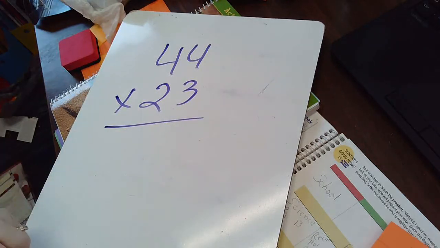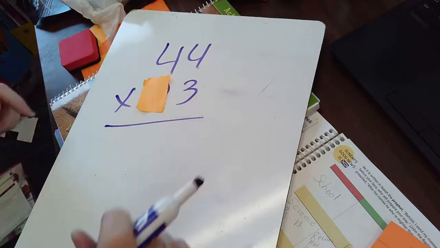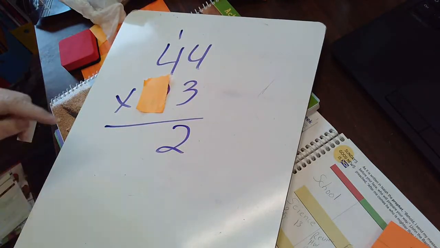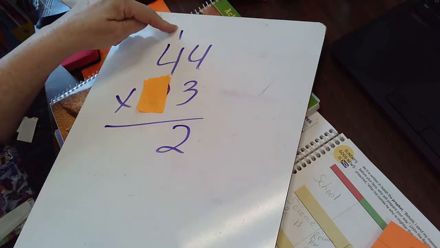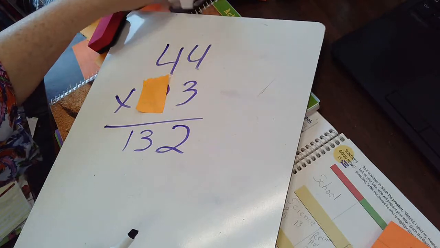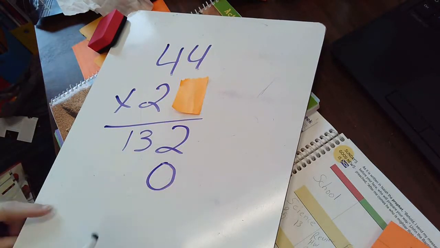Okay. So first, I'm going to cover this up. I know not all of you are going to do that, but some of you might want to. 3 times 4 is 12. Carry the 1. 3 times 4 is 12, plus 1 is 13. I'm going to get rid of that. I'm going to cover up that 3. Always put your 0 down because you're really doing 44 times 20.